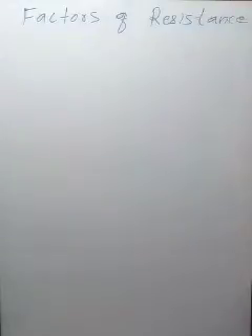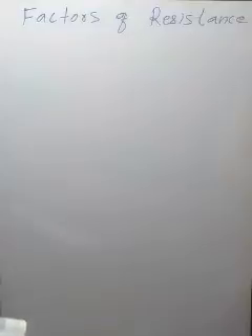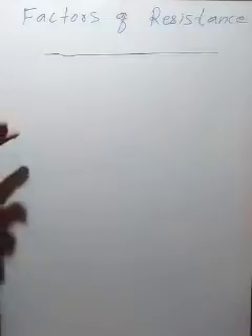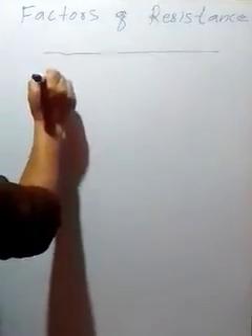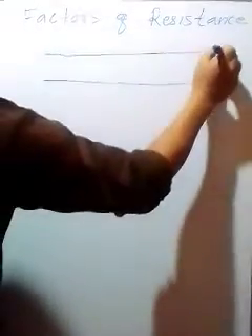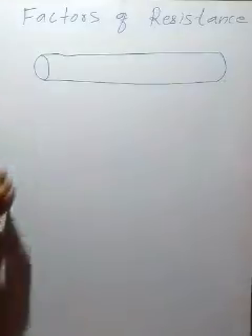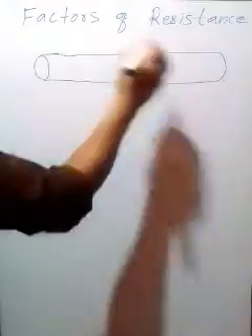Let's see the factors affecting the resistance of a conductor. Now, a conductor means a metallic wire. This is a very thin wire, but you can take a thick wire also. If you take the thick wire or magnify its image, the wire looks like a rod. Then it has a length.